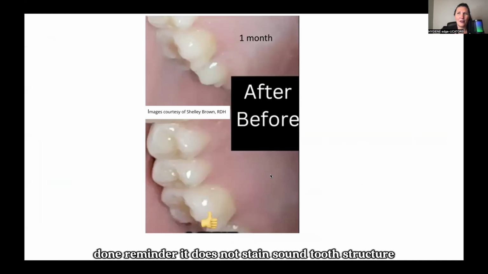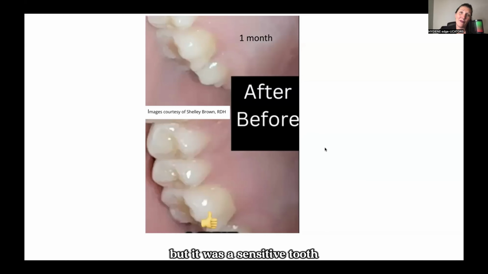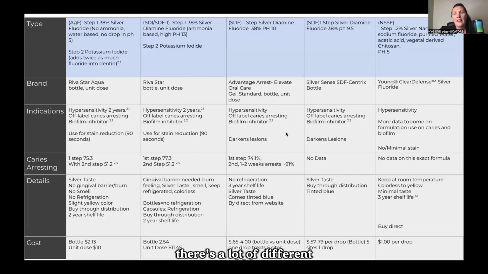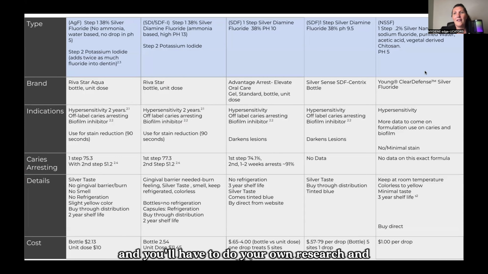Reminder, it does not stain sound tooth structure. You don't always know if it's sound, but this is a before and 1 month after where there's no dark areas, but it was a sensitive tooth. There's a lot of different kinds and types of SDF that are out there available to us nowadays, and you'll have to do your own research and decide what's going to be best for your practice. But they are amazing products.